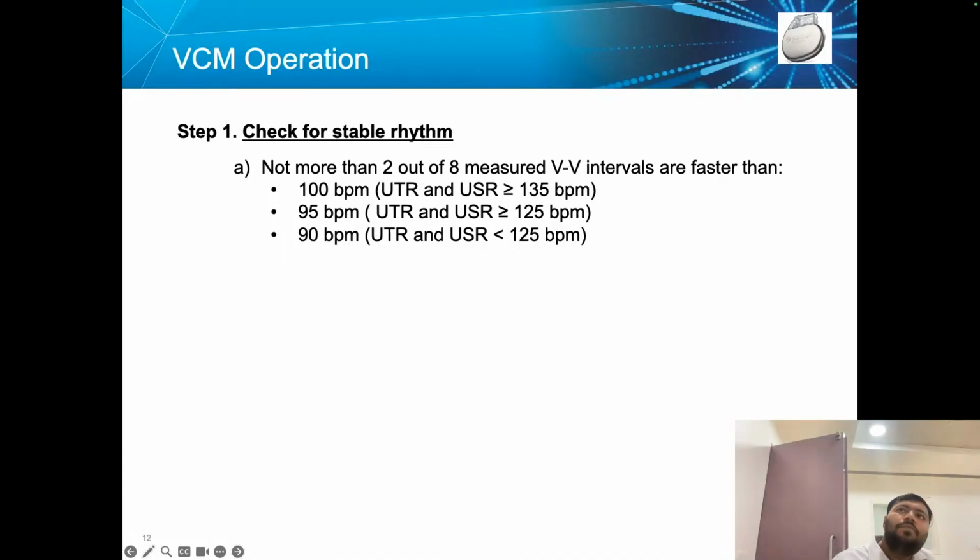100 beat, 95, 90. It's based on the programming. For example, if you are programming the patient at 125 beats, it should not cross 90. It is just an example of how it is going to vary. So by using this, if you are programming the rate, you can analyze what will be the rate for capture management.